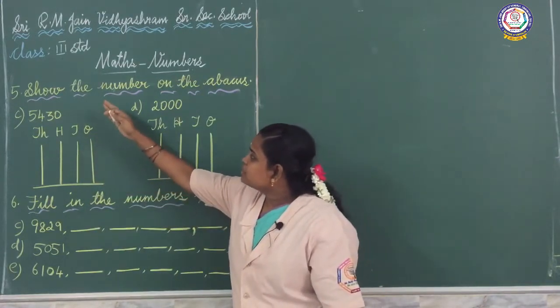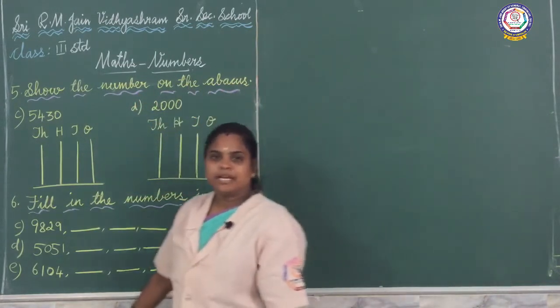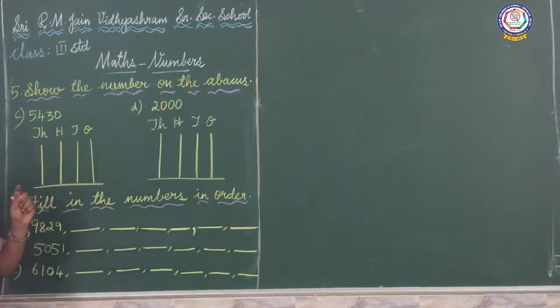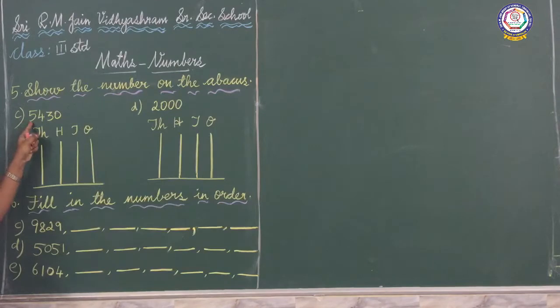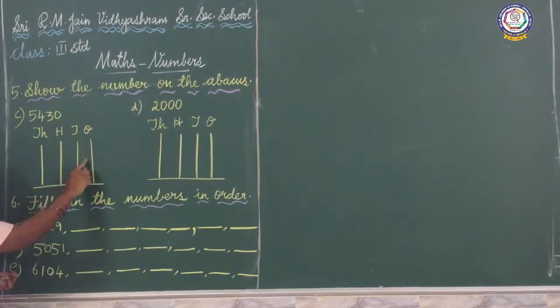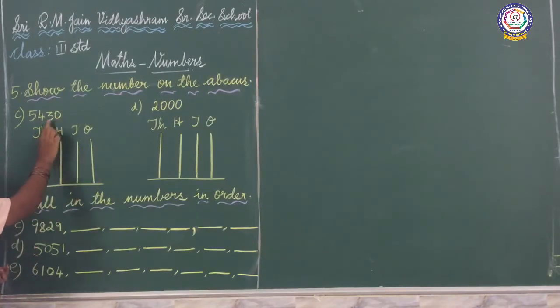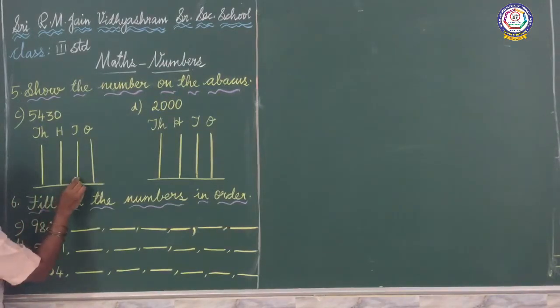So next one, show the number on the abacus. We are going to show the number on the abacus. See here they are given 5430. Here ones place, what is there? 0. So how many beads we have to draw? 0, so don't draw any beads. Next in tens place, what number is there? 3. So in tens place, how many beads do we have to draw?